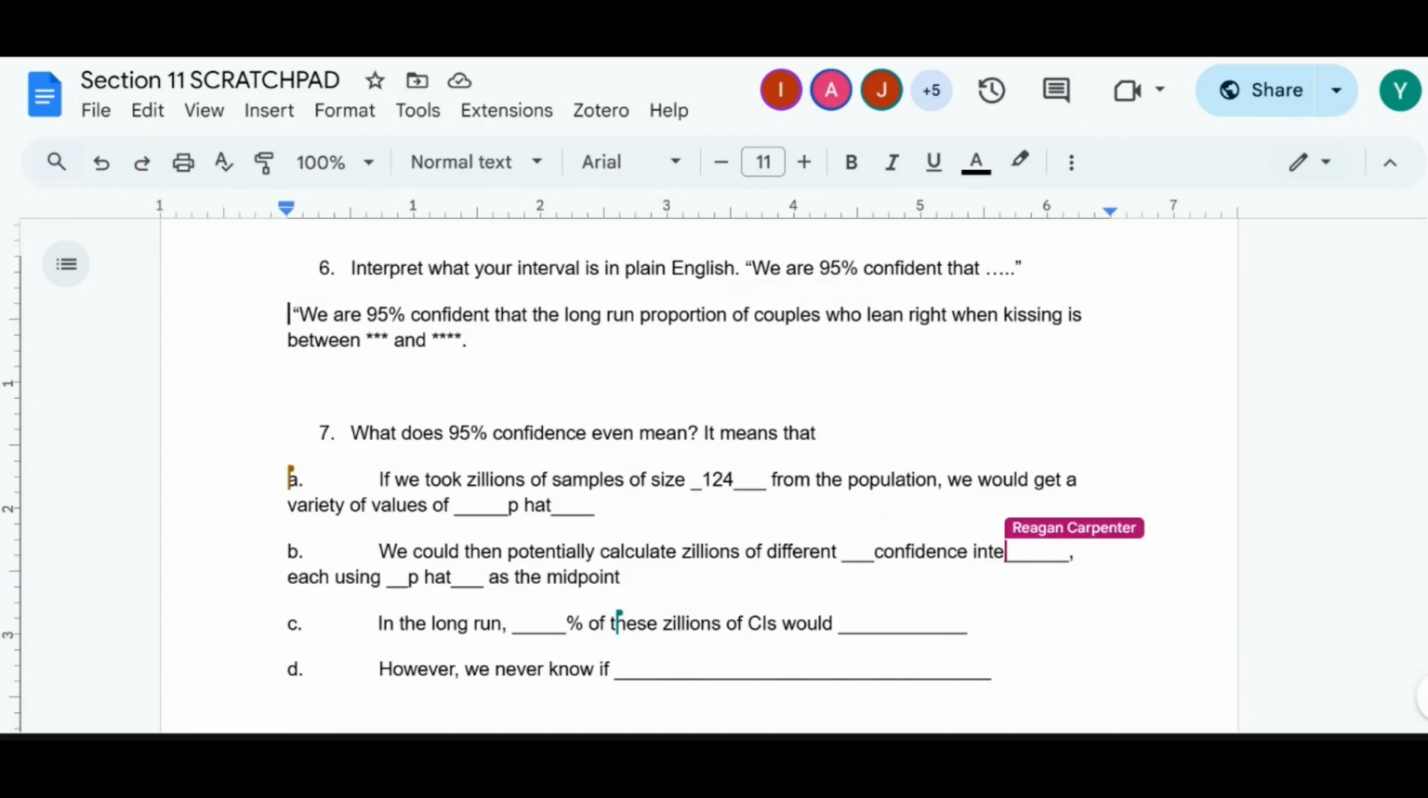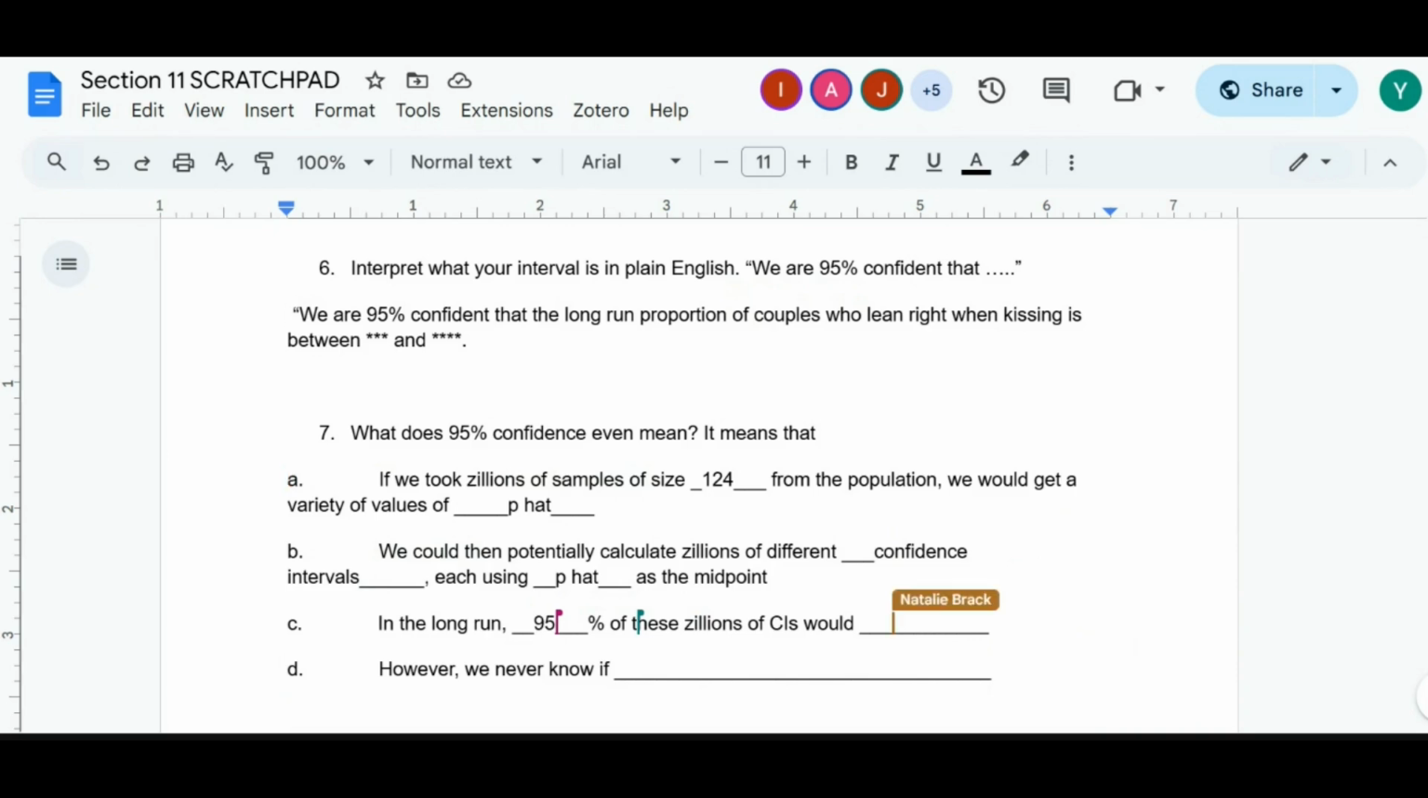Yes. You can then make zillions of different CIs. You can shorten the CI if you want. You can make different CIs, all of them using p hat in the middle. But in the long run, 95% of these zillions of CIs would, what's the phrase I want? What about these zillions of CIs? Confidence means in the long run, of all these zillions of intervals that you make, 95% of them would. And what's the phrase? I'm not saying whether you know that has happened or not, but we can guarantee that they would. What about these CIs?